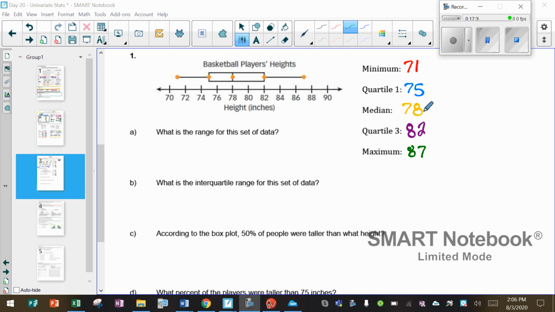Our median, the middle dash, the middle line, the middle value is 78. Upper quartile, the end of the box, is 82. And the highest, all the way at the end, maximum value is 87. So now find the range, find the interquartile range, and then come back. So pause it if you haven't yet, find the range and interquartile range, and then come back.